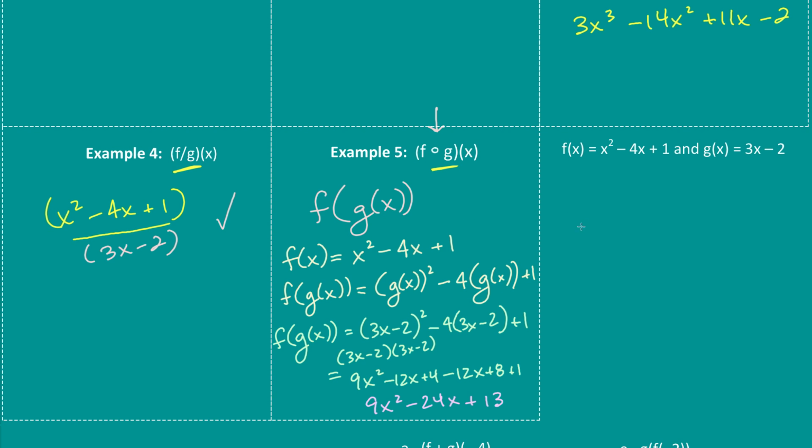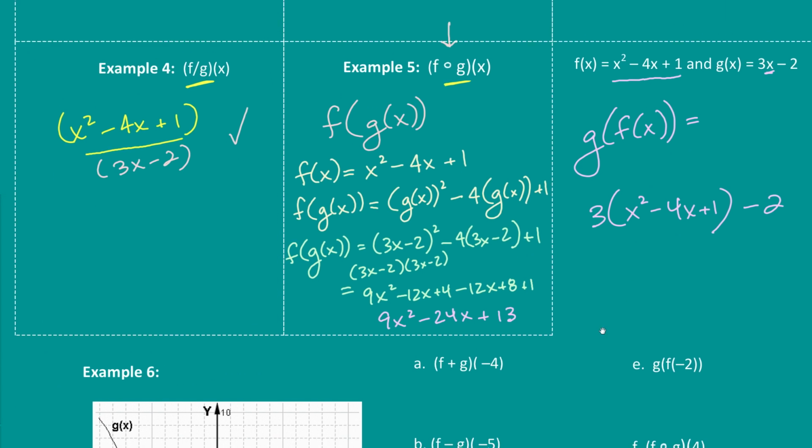And I could even ask you g of f of x, and similarly that would be, hey, anytime I have this g where I plug in an x, I plug in my f of x instead. So that would be 3. Oh look, now we get to an x, and instead of plugging in x, I plug in this entire thing. So it becomes x squared minus 4x plus 1, and then I would subtract 2.